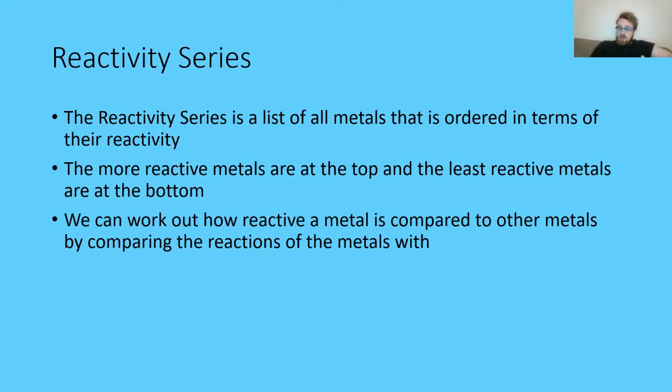We can do some experiments to compare the reactivity. We can put two different metals in water and say that one's more reactive than that one, so that one's going to go further up the list. The three reactions that we can do are with oxygen, acid, and water. Those are typically the reactions we do with metals to test and compare how reactive they are. Can you take a moment to pause the video and write these sentences down in your notes? Feel free to unpause when you're finished and we will move on.